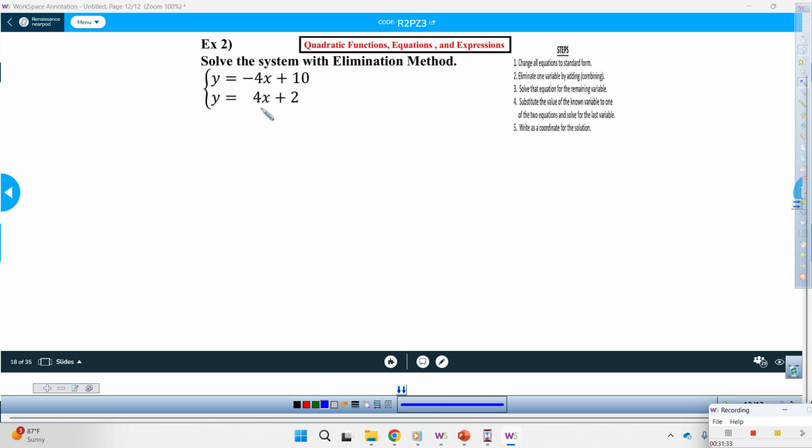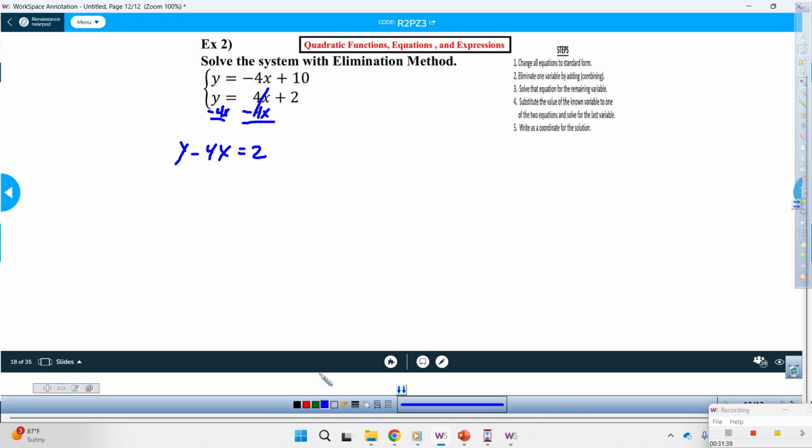All right, for the sake of time, here it goes. I'm going to start with the second one. Is the second one in standard form? No, I'm going to subtract 4x from each side. I end up with y minus 4x equals 2 for the second equation. Hands if you got that.